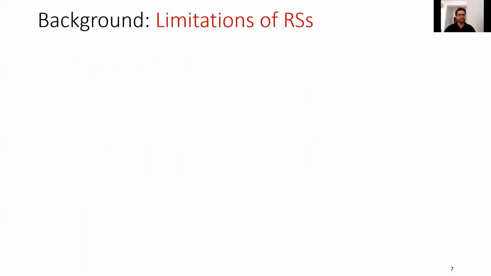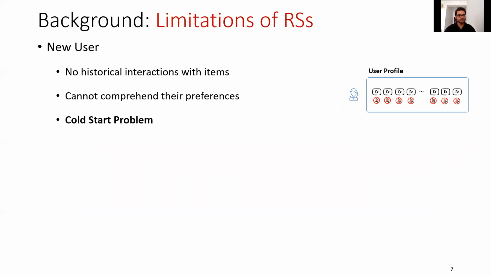However, despite this effectiveness, recommendation systems still suffer from certain limitations, and let's briefly look at them here. First, let's consider new users in an application. These users are newly registered to the application, so they don't have any interactions with any of the items available in the system. And that means user profiles for these users are basically empty, so the recommendation system cannot comprehend their preferences. This is known as the cold start problem, because the recommendation system does not have enough information to heat up the recommendation engine.